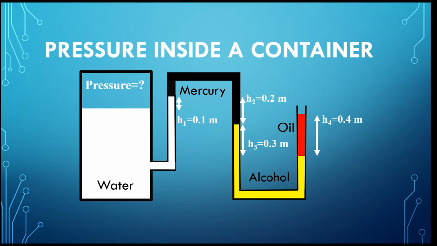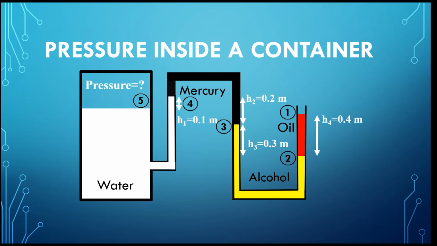In order to solve this problem, let's mark each key point with a number. Point 1 is the interface between the atmosphere and the oil section. Point 2 is the interface between the oil section and the alcohol section. Point 3 is the interface between the alcohol section and the mercury section. Point 4 is the interface between the mercury section and the water section. Point 5 is the interface between the inside air and the water section. The pressure at point 5 is just the pressure of the inside air that we want to know.